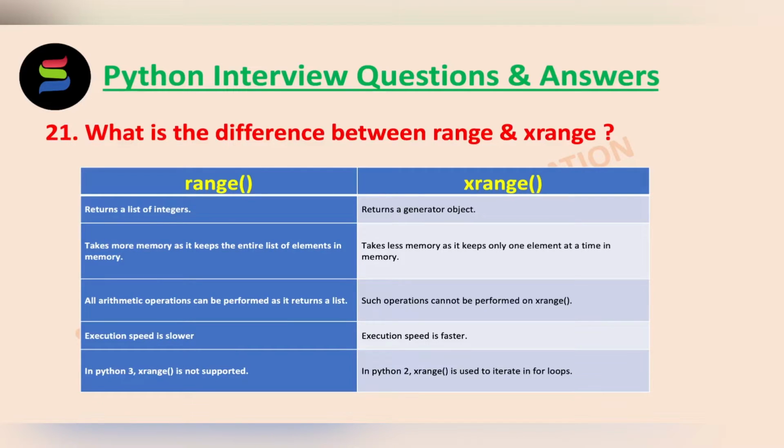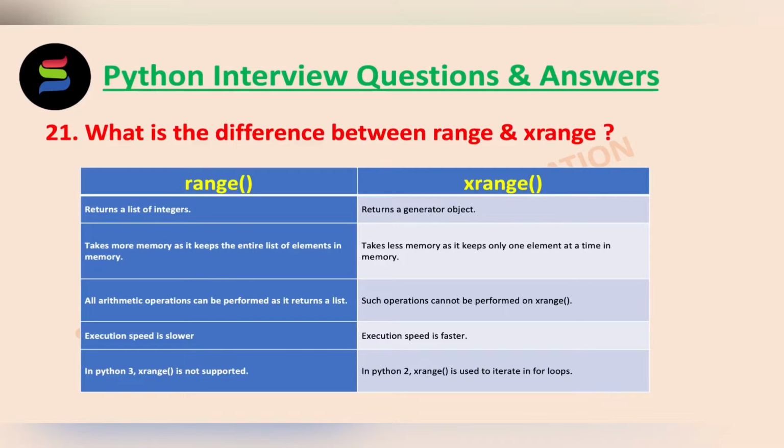Then what is the reason behind it? Range function returns a list, while the xrange function returns an object. That is why range function consumes more memory than xrange function. Okay. Then we will move to the next point.